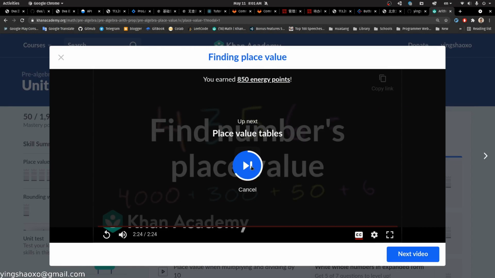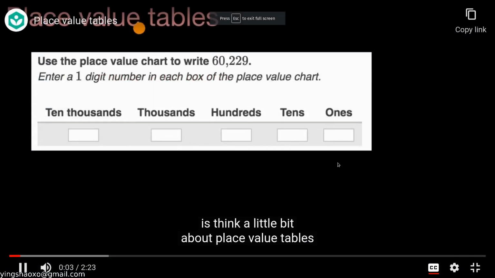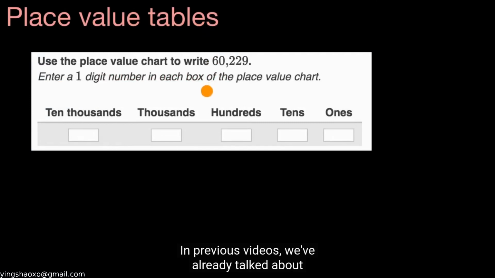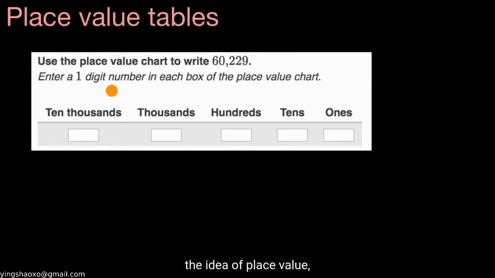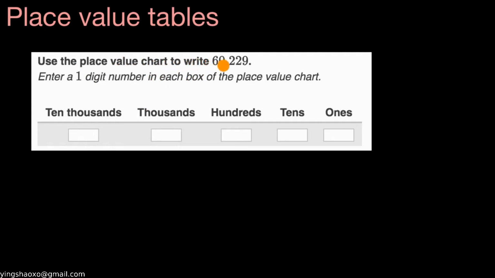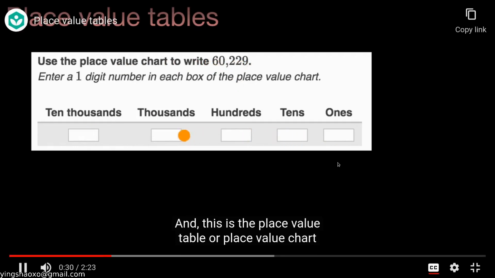Let's go to the next one. What we're going to do in this video is think a little bit about place value tables, and sometimes they're referred to as place value charts. In previous videos, we've already talked about the idea of place value, and a place value table or a place value chart is just a way to say how much value we have in each place in a very, very clear way. So here they say use the place value chart to write 60,229. And this is the place value table or place value chart right over here.